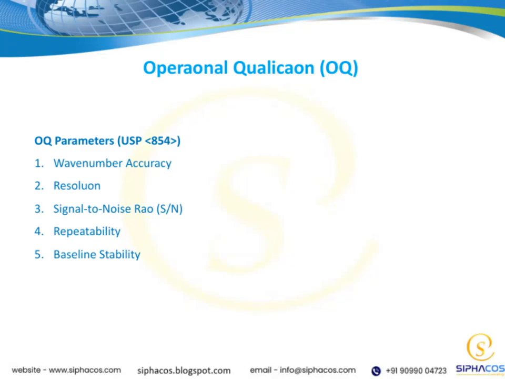Let's now focus on operational qualification, or OQ, which is a crucial part of validating our analytical methods. According to USP 854, there are specific parameters we need to evaluate to ensure our instruments are performing correctly. These parameters include wave number accuracy, resolution, signal-to-noise ratio, repeatability, and baseline stability.